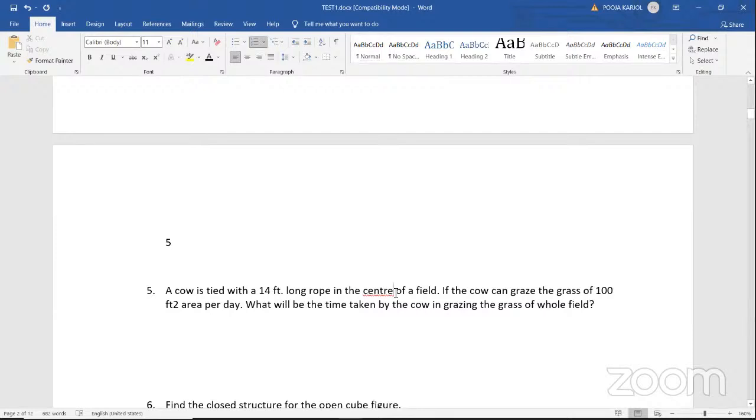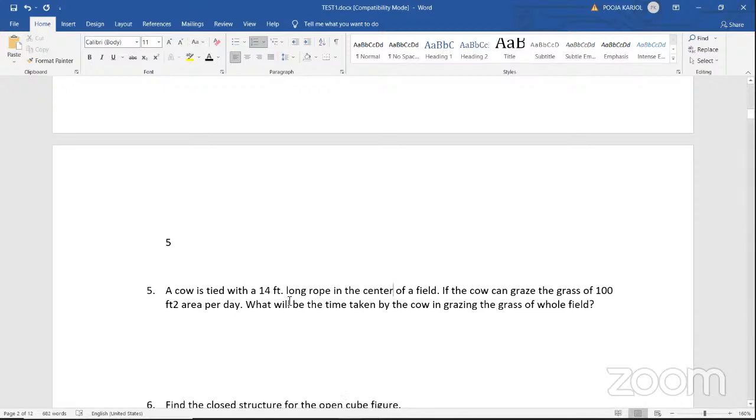Okay. Next question. A cow is tied with a 14 feet long rope in the center of the field. If the cow can graze the grass of 100 square feet per day, what will be the time taken by the cow in grazing the whole of the field? How many of you guys understood the question? 6.16 days. That's correct.